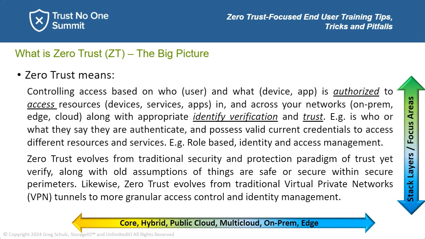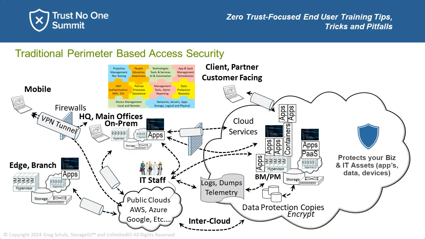Okay, so with that in mind, let's dig into this a little bit deeper, and let's talk about part of the end user training tips, tricks, and pitfalls: understanding the scope, understanding the paradigm, understanding the threat risks, what can happen, so that we can talk about how to prevent them and how to work around them and what to watch out for. All right, so this is a traditional perimeter-based access methodology, i.e. using VPNs.